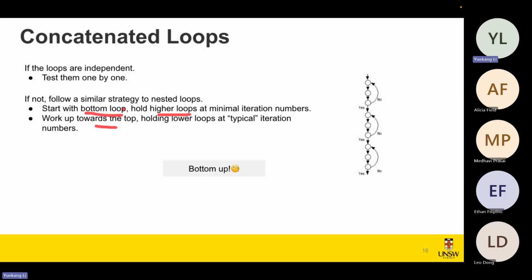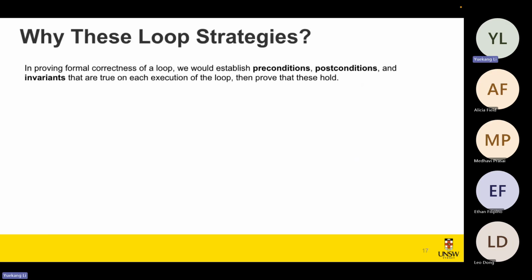So this is how we deal with concatenated loops. The basic purpose of designing these loop strategies is partitioning, to deal with the problem of infinity. There are also some other considerations for designing these loop strategies, which are related to formal verification. For formal verification, we have preconditions, postconditions, and invariants.